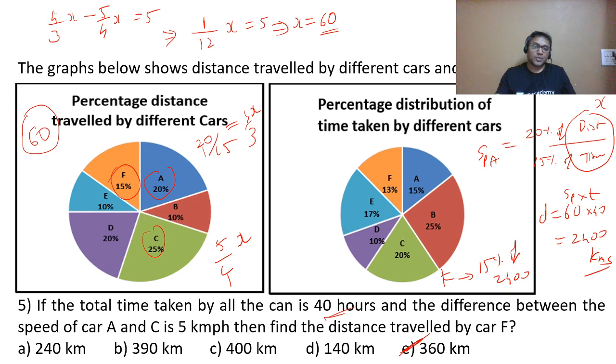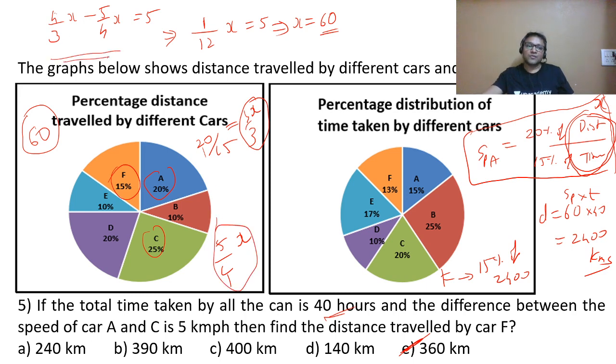Okay, I'll explain once more. First of all, speed of A is what? Speed of A is 20% of total distance and 15% of total time. I take total distance upon total time, which is the overall speed, as x. So automatically speed of A becomes 4 by 3x, speed of C becomes 5 by 4x, and the difference of that is 5. From that I get x equal to 60, which is the overall speed. If the overall speed is 60 and we know the time is 40 hours, overall distance will become 2400 kilometers, and we want 15% of 2400, which will be 360. I hope it's clear.